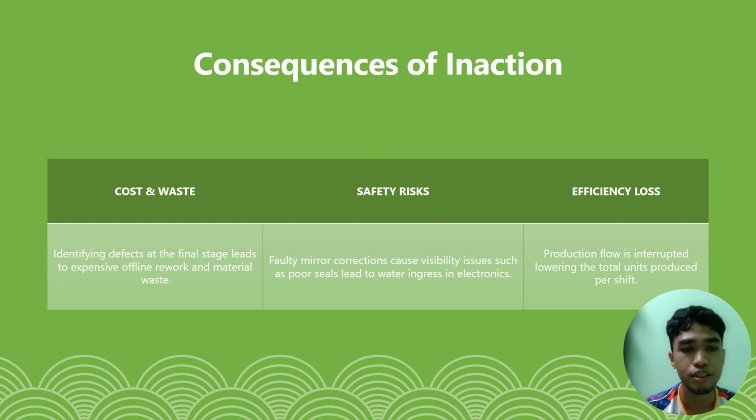For cost and waste, identifying the defect at the final stage means inspecting offline, which adds rework and waste. For the safety risks, a faulty mirror connection causes visibility issues, and a poor seal leads to water ingress in the electronics. For the efficiency loss, production flow is interrupted, lowering the total units produced per shift.